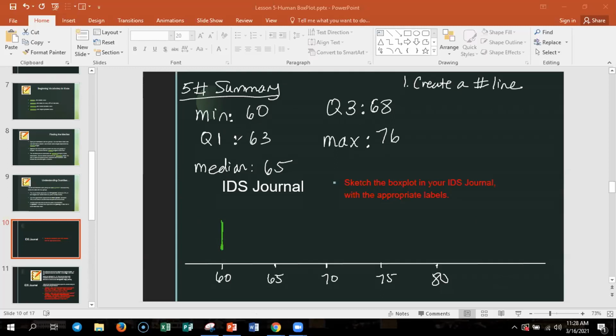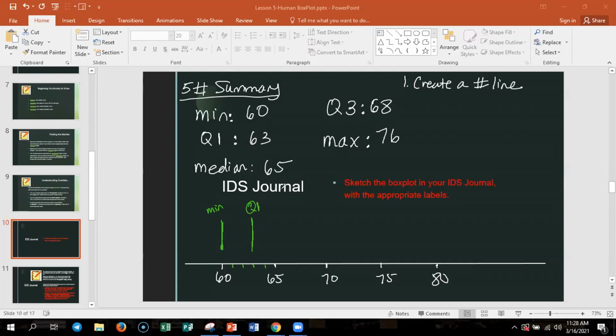Q1, our quartile 1, is 63. So I'm going to draw a line at 63. This is our minimum, okay? Q1 is at 63, so this is going to be 61, 62, 63. I could even mark them for myself if I really feel like it. Here we go. So I know exactly where 63 is. So here's 63. This is your Q1, okay?